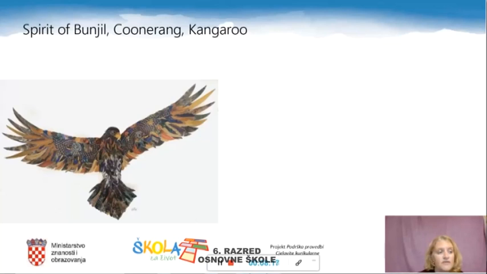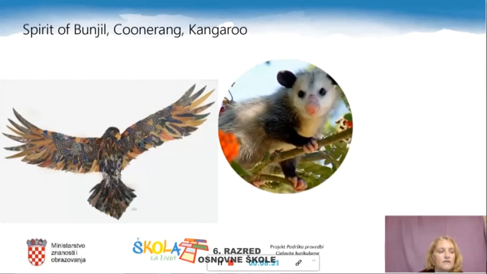Banjil dreamed of the trees and the night sky. But Banjil did not understand the dream and wanted to dream only of the wind and the open sky. So Banjil passed the secret of dreaming onto the spirit of Kunerang, which is the possum. And Kunerang climbed high into the tree, looked at the night sky, and began to dream.